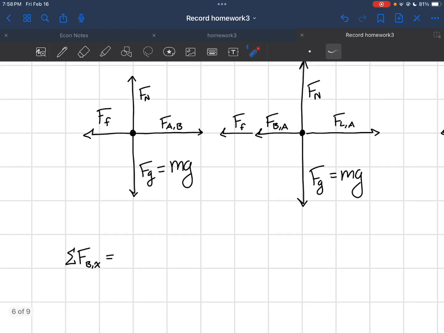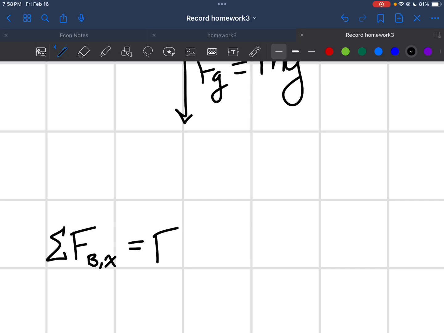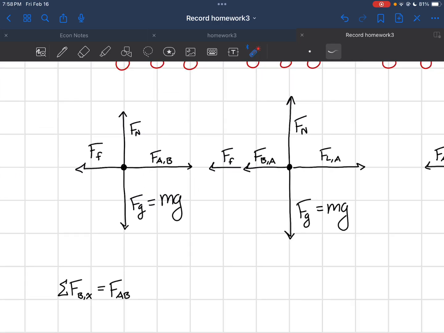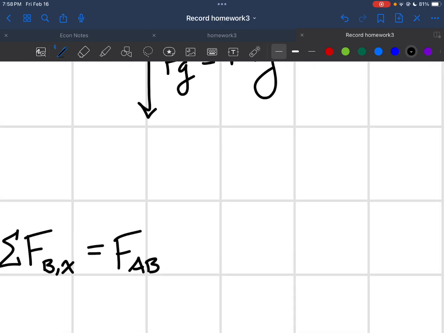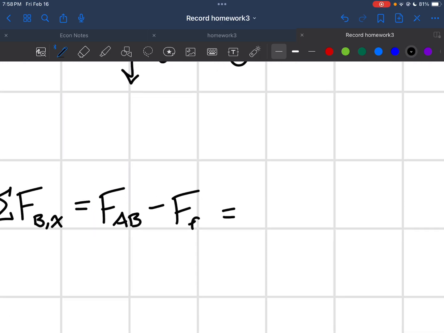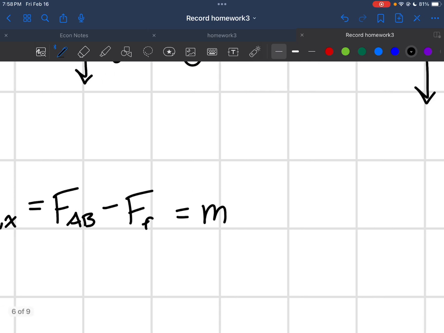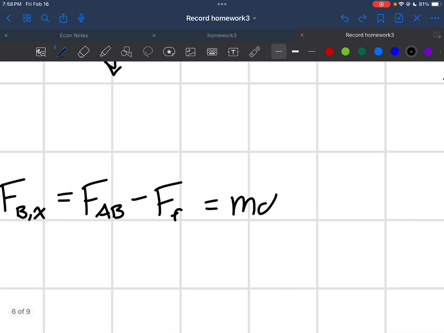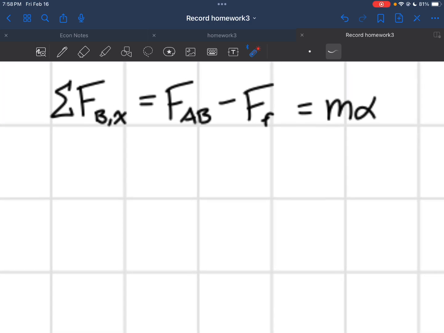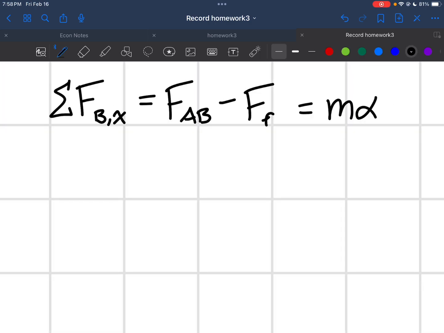And in our x direction, I have F_AB acting in the positive direction, and I have F_f acting in the negative direction. And that's going to equal the mass of the object, which is just m, times our acceleration, which in this case, our acceleration in the x direction is going to be that alpha, because the whole car is going to be accelerating at that alpha, or the whole train, I should say.